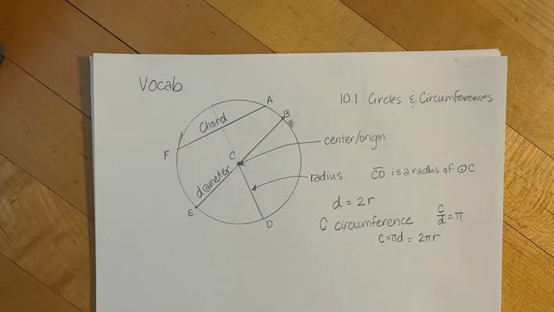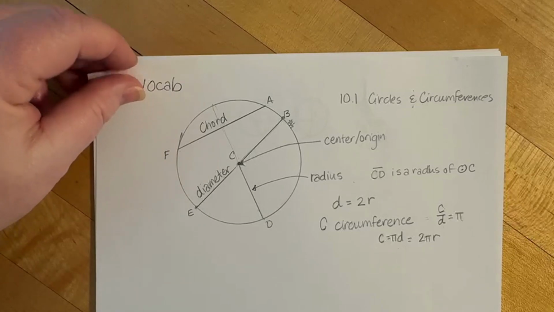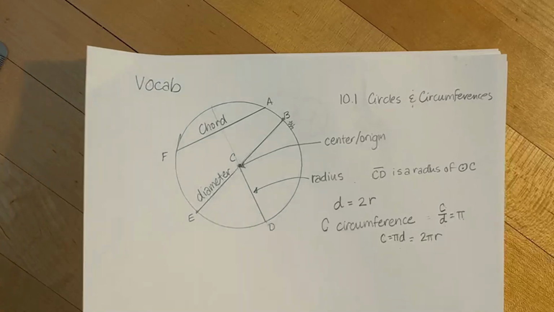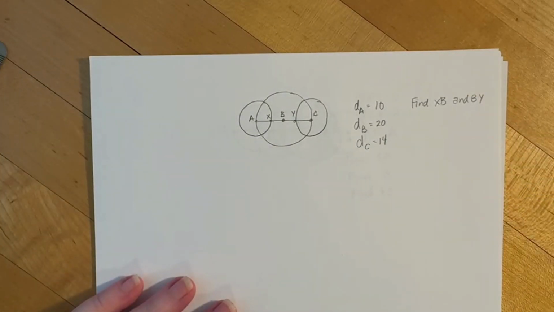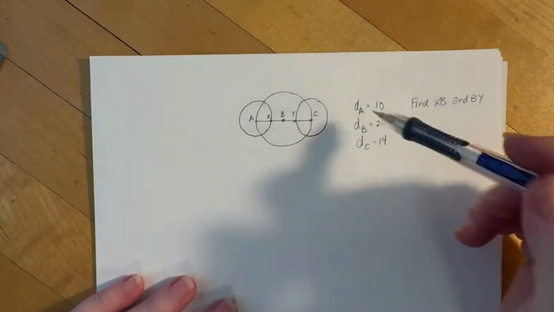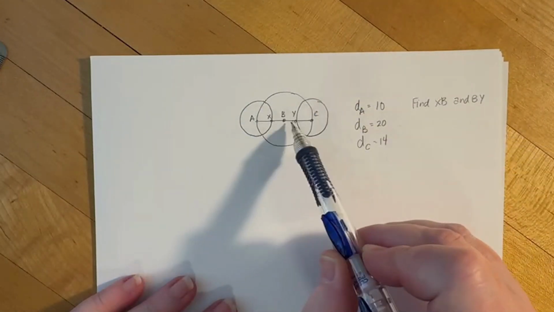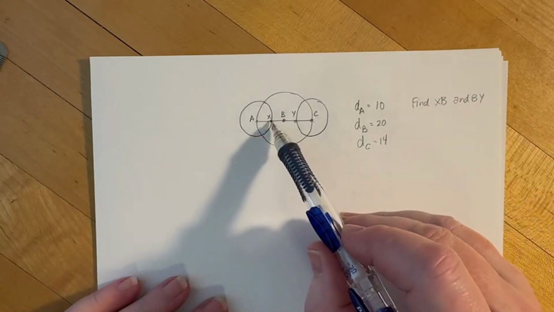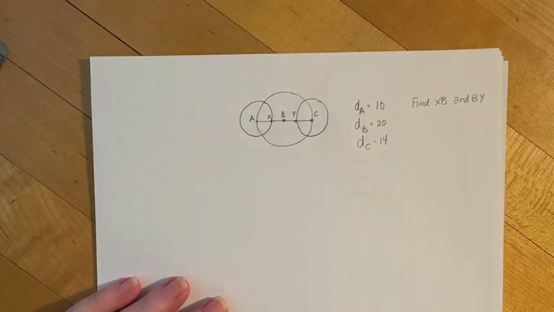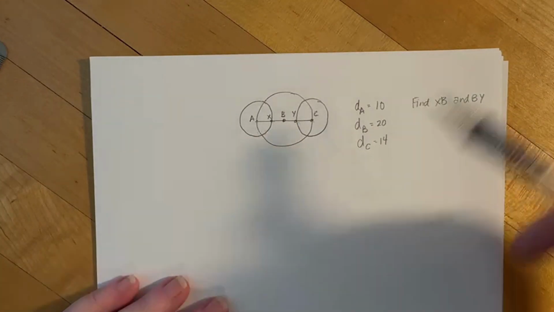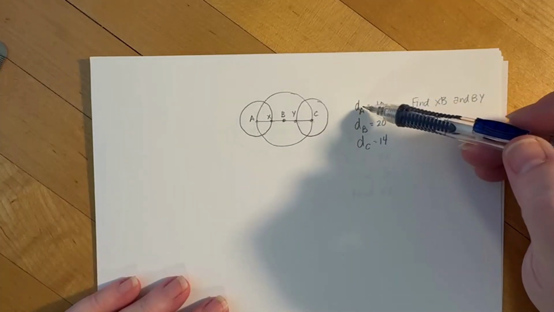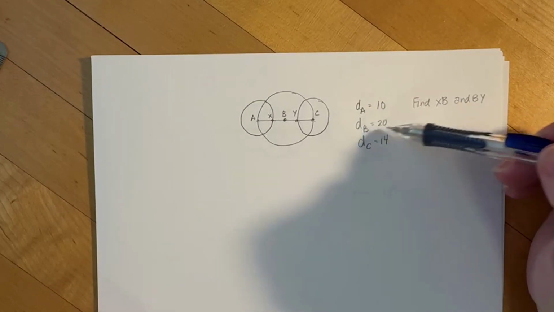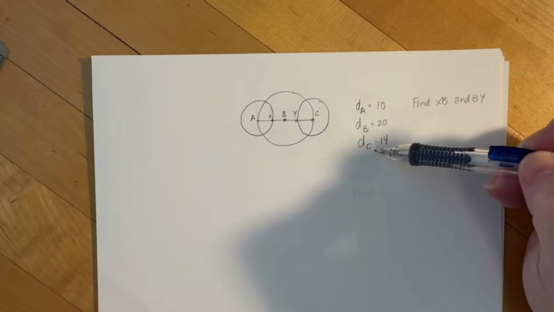Okay. So moving along, let's use some of the things that we know to be true about these special segments and solve a problem. I have 3 circles here, circle A, circle B, and circle C. Again, those are the origins or centers, and then I have the points where they intersect. I've labeled them X and Y. And we're given some information. The diameter of A is 10 units, inches, centimeters, whatever. The diameter of B is 20, and the diameter of C is 14.